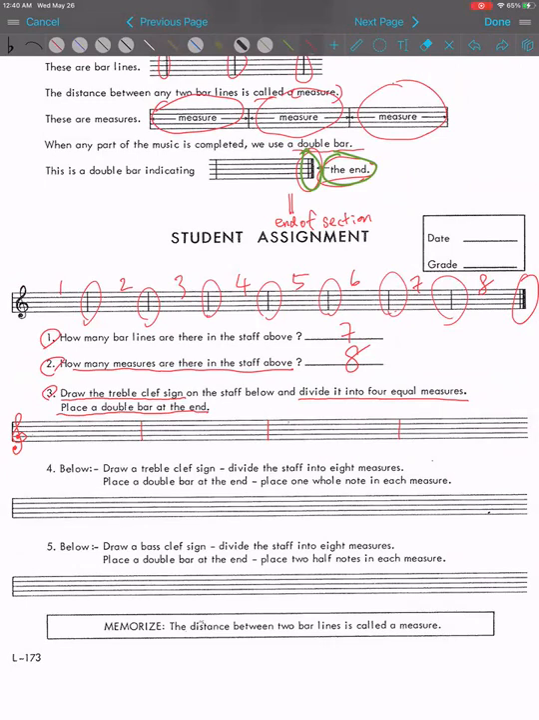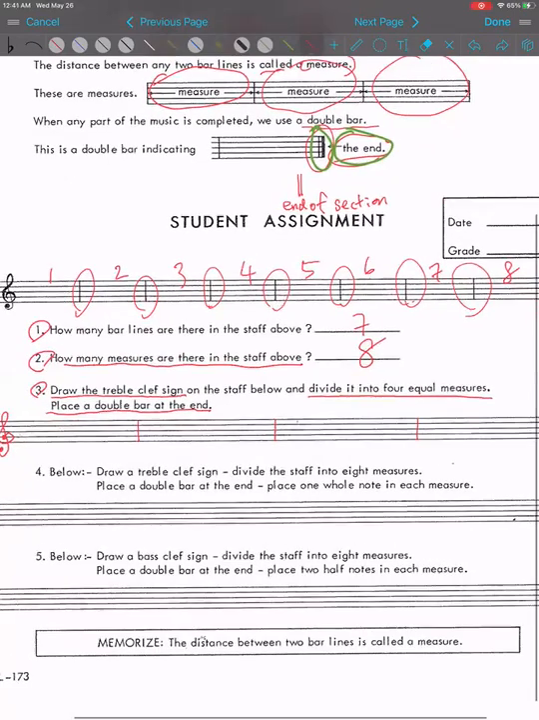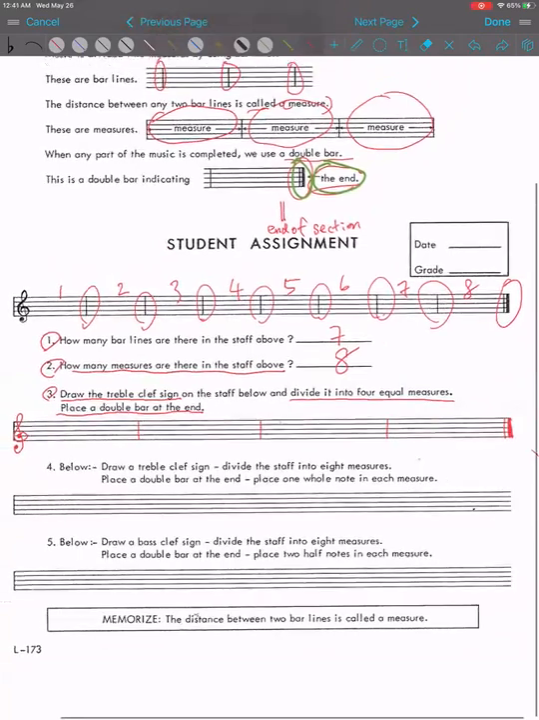So I'm going to do a double bar. I'm going to draw a straight line, and then a thin one like this. That means you finished it. Make sure you cover well. Try not to be messy.